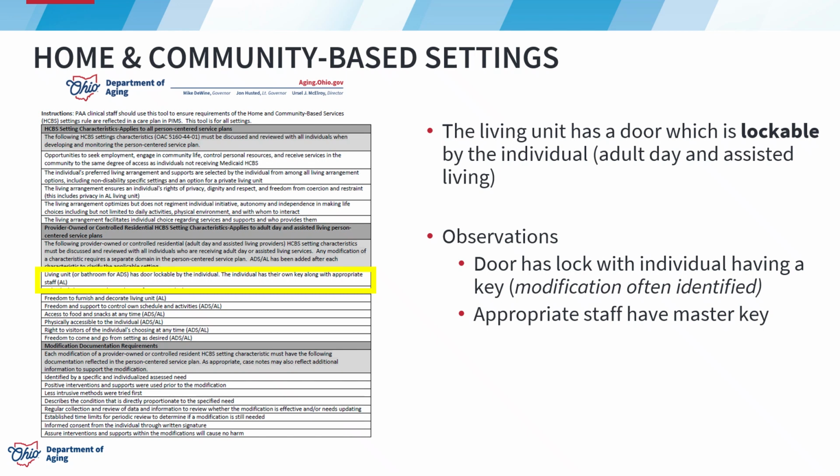Individuals having a lock on their door means that there should also be appropriate staff who have a master key. So in the event that an individual loses their key, they can ask a staff member to open the door for them. Again, not something that you need to necessarily ask about, but if you're hearing concerns from an individual when you're doing your in-person quarterly visit and they're talking about everybody coming into their room using a key, it might make you want to ask some more questions, investigate a little bit further, or talk to your provider oversight staff.